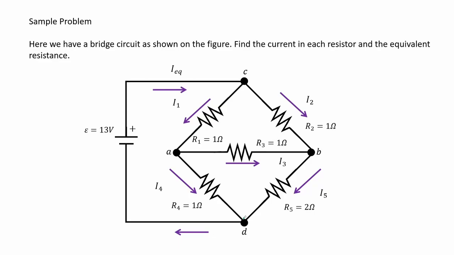Sample problem. Here we have a bridge circuit as shown on the figure. Find the current in each resistor and the equivalent resistance.